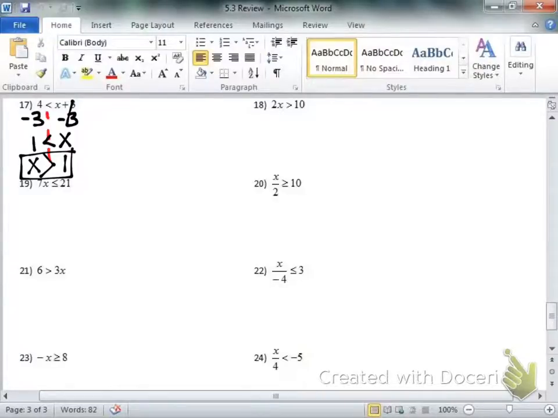All right, now we're getting into the multiplying and dividing questions. This is where you have to pay attention to your positives and negatives. If you multiply or divide by a negative, you got to flip the symbol. So number 18, how am I going to get the X by itself? Divide by 2. So X is greater than 5.